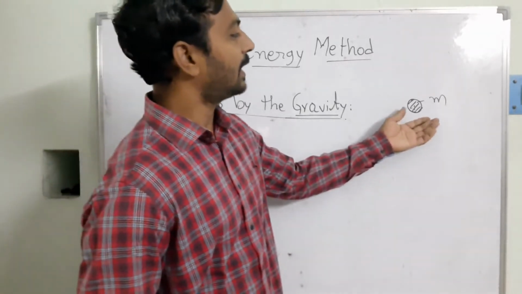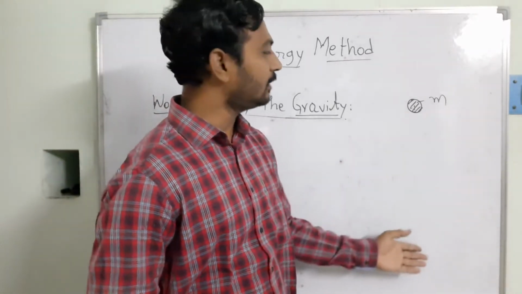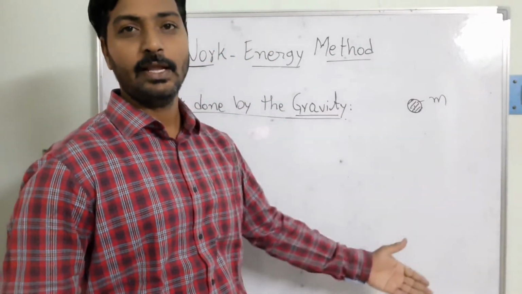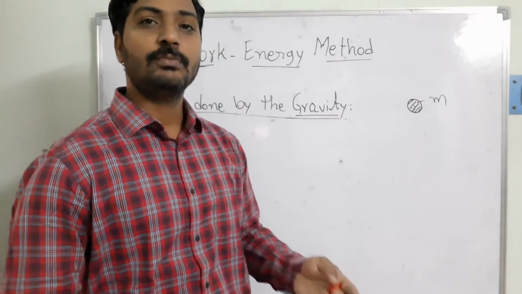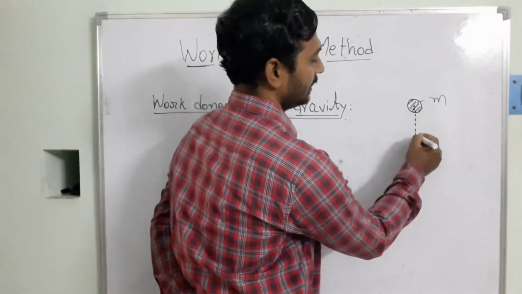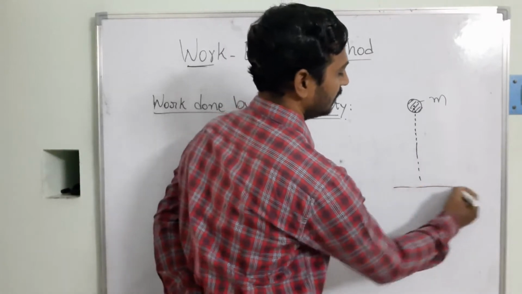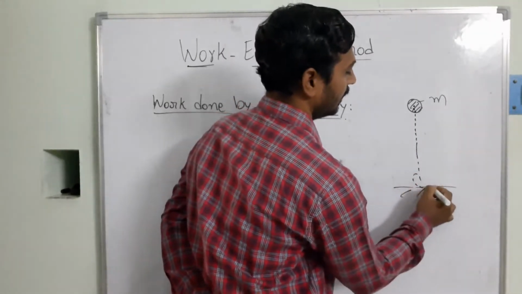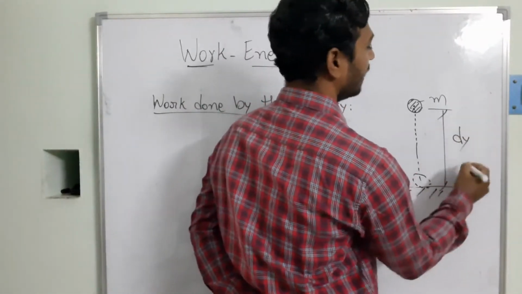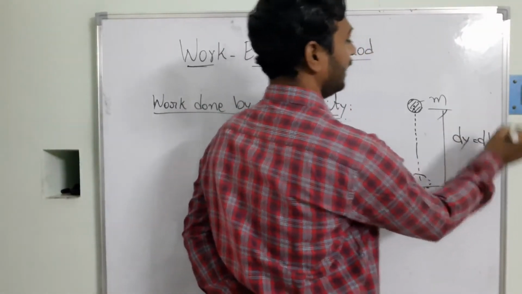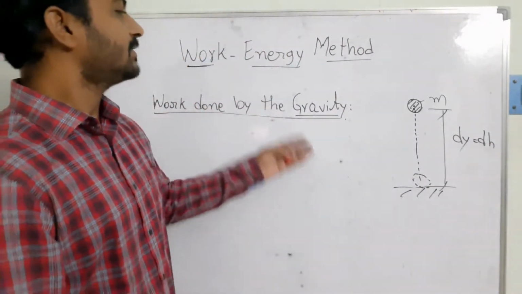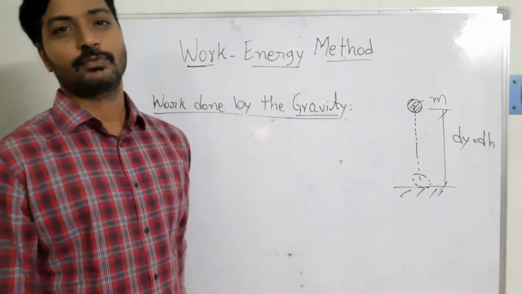So I considered a particle of mass m, with the path taken in the vertically upward or vertically downward direction. Assume it has traveled a distance of dy, or some people say dh, and is coming to the earth. Consider this to be the ground. Alright, so what is the work done by the gravitational force here?